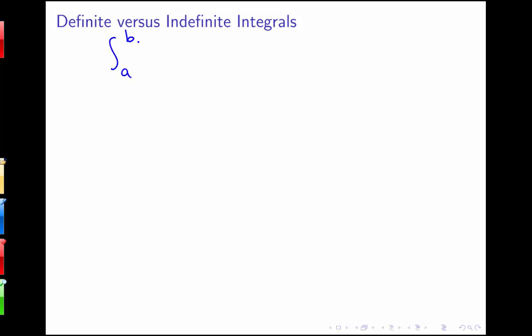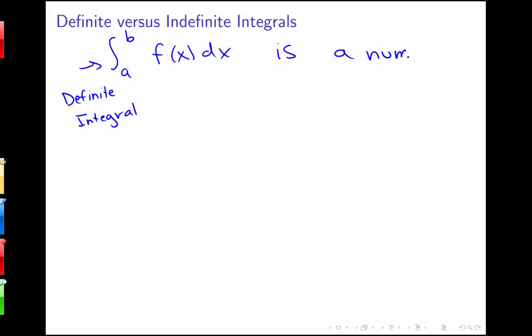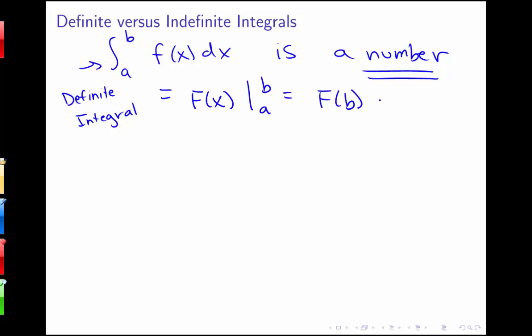So when we write down an integral from a to b of f of x dx, where we have these limits of integration on our integral, this is an example of a definite integral, and this quantity is always a number. So when we compute that value, we're finding our antiderivative, evaluating it at our endpoints, and getting the antiderivative at b minus the antiderivative at a, which is equal to some numerical value.